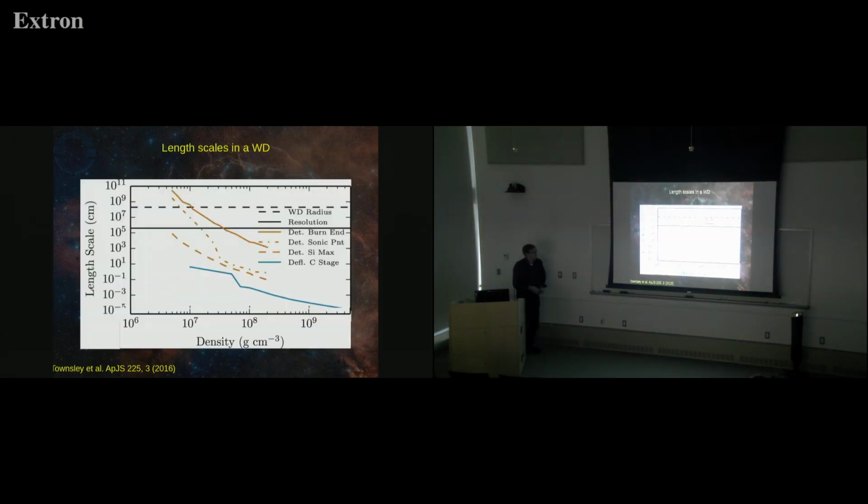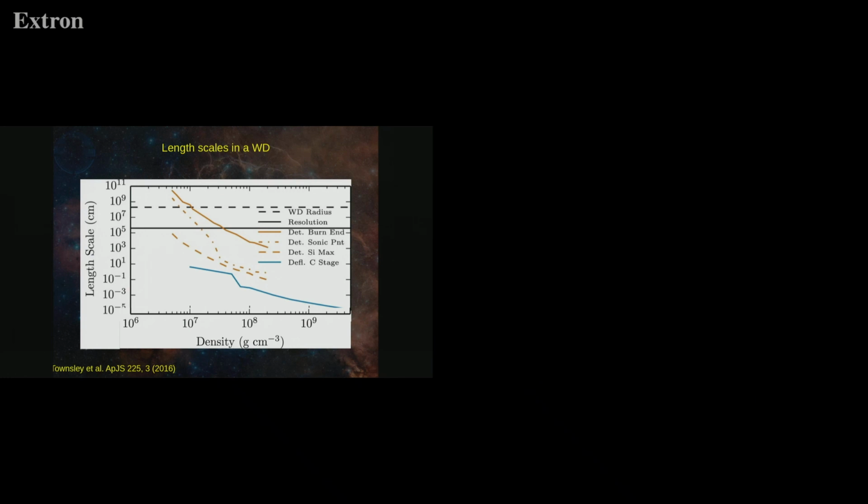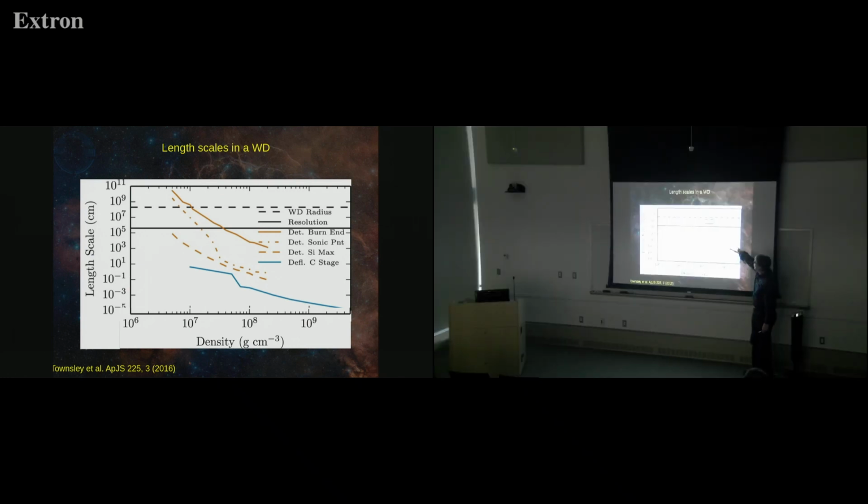So here is a plot. This is the length scale in centimeters. And we were talking about logs. It is a logarithmic scale where you're going through a factor of 100 between each tick. And this is the density. So over here at 10 to the 9, this is the highest density. And that carbon burning in the deflagration is something like 10 to the minus 5 centimeters. It's tiny, tiny, tiny.